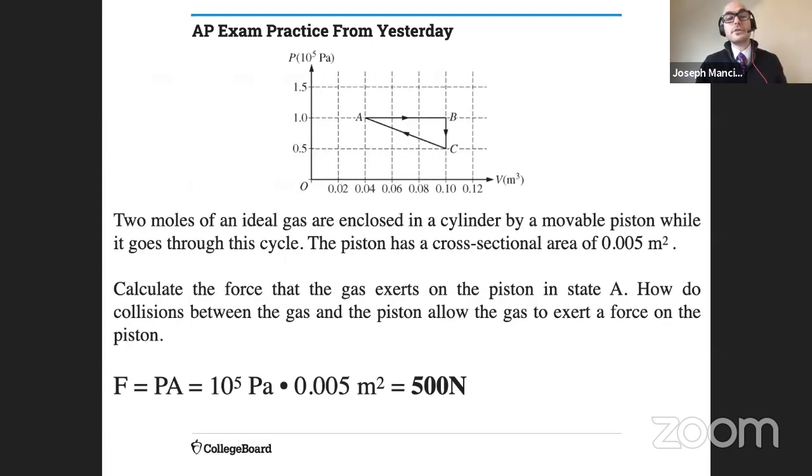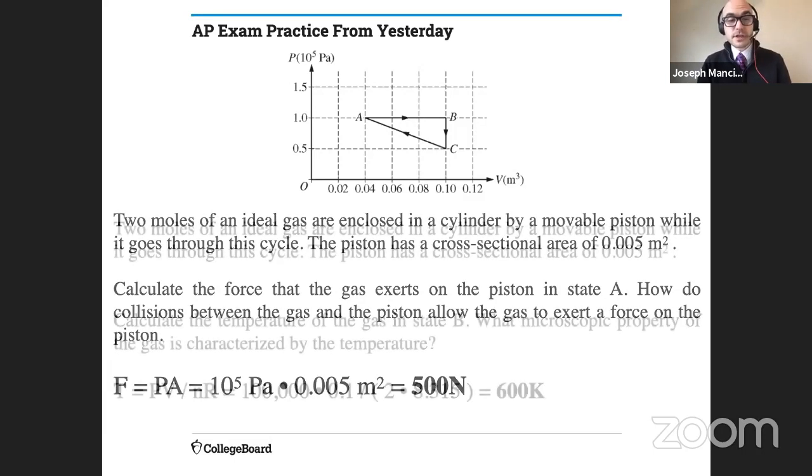And then we left you with this question. 2 moles of an ideal gas are in a cylinder bound by a movable piston. It goes through this cycle. Here's some data about the cylinder, and your job was to calculate the net force. Now, from back in fluids, we said that force is pressure times area. Your job is to read the pressure off the graph, combine it with the area from the text, and say that force is going to be about 500 newtons.